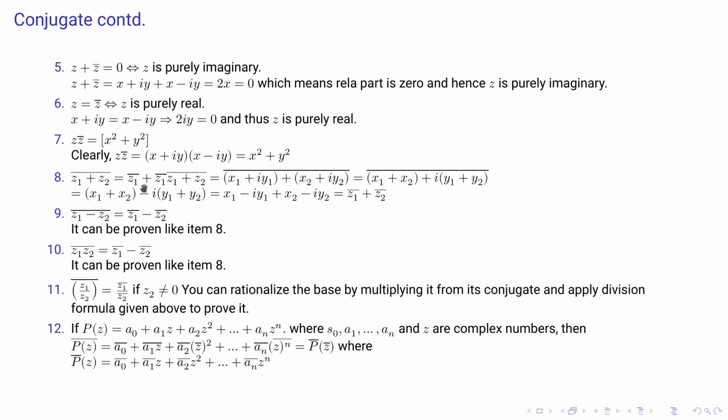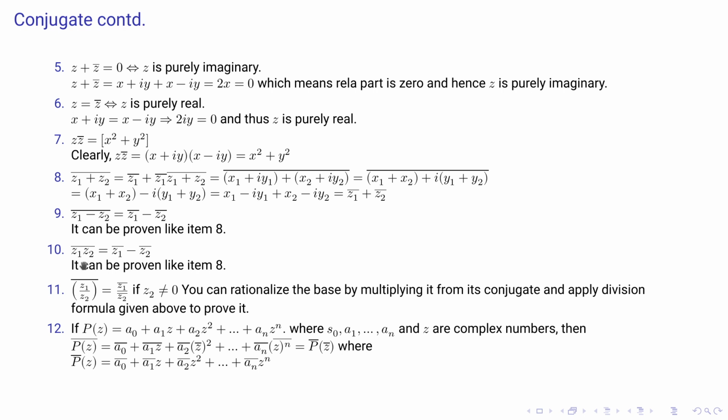Conjugate of z1 + z2 is equal to conjugate of z1 + conjugate of z2. This should be z2. So there are lots of typing mistakes. So we take the conjugate of this big number, x1 + iy1 + x2 + iy2, which is equal to (x1 + x2) + i(y1 + y2). And then we remove the bar and we make the imaginary part negative, which is same as conjugate of z1 + conjugate of z2. Now, ninth property is conjugate of z1 - z2 is equal to conjugate of z1 - conjugate of z2, which you can prove like 8.